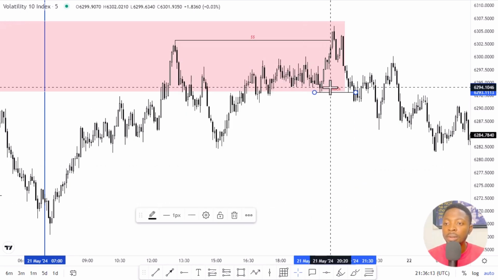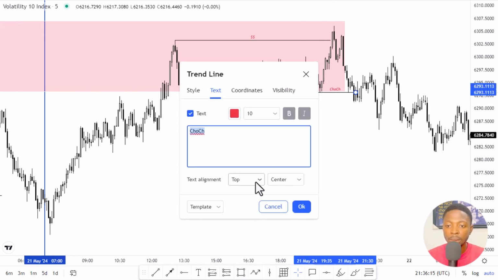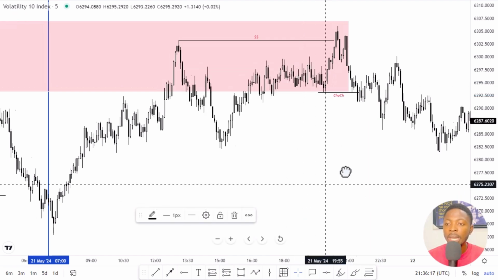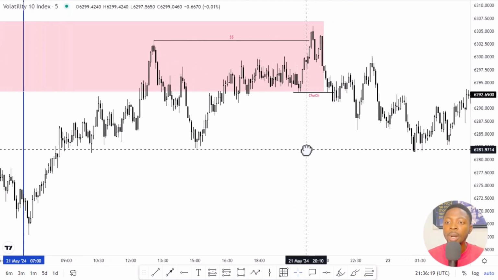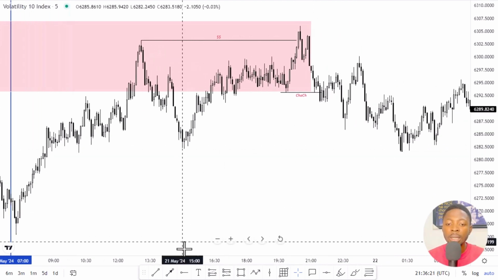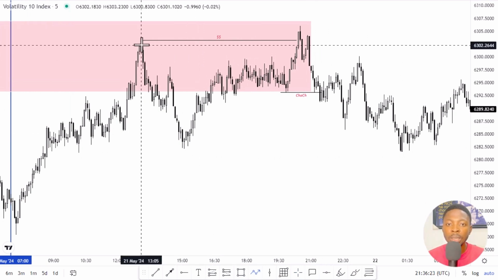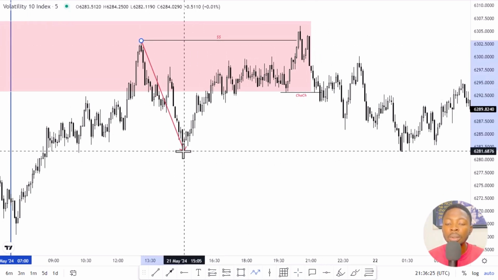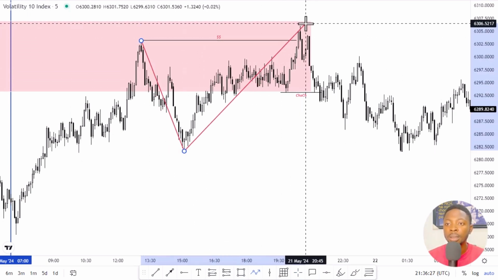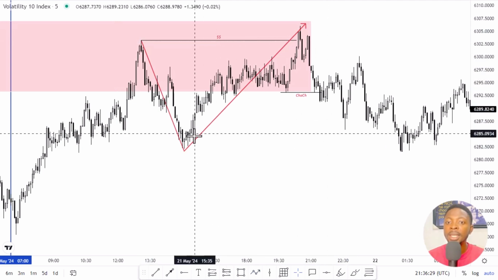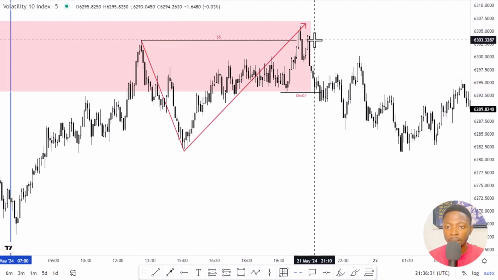So we had this change of character. Let me just bring this guy down. Okay, so we had a change of character to the downside, but how do we use our flip? If you look at this particular swing, this was a swing high, a swing low, and a swing high. Are you seeing that? This is a valid swing.